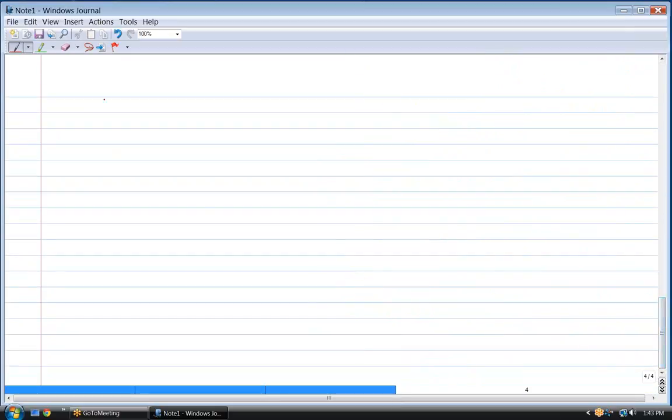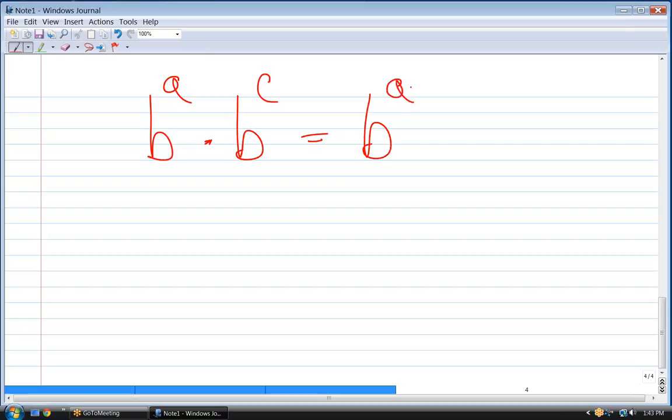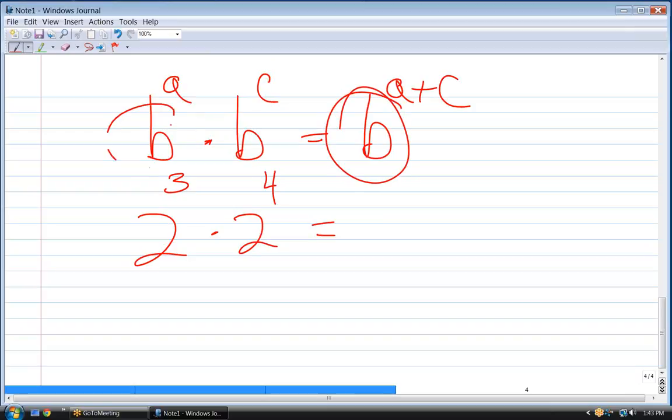Sounds good. Let's talk about the rule of exponents. If I have b to the a times the same base b to the c, then that's equal to b to the a plus c. For example, if I had 2 cubed times 2 to the 4th, what would that be? It would be 4. No, sorry. No, the b doesn't change. So it's critical to leave the base alone. So it's 2 to the 3 plus 4, to the 7th. Exactly.